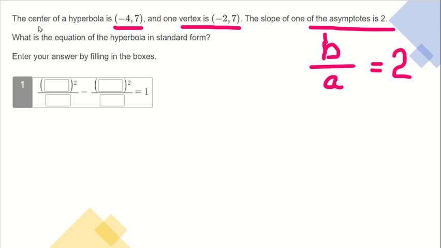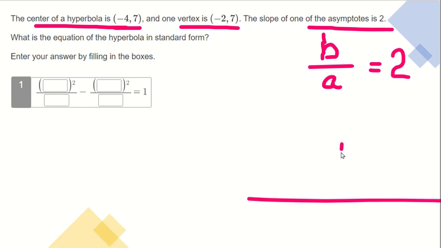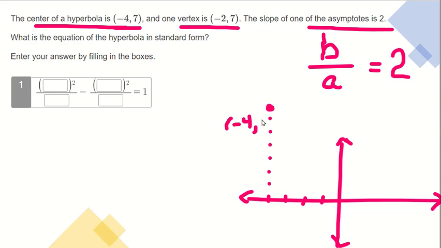Let's identify the center. It's right here. And I'm going to just kind of plot that a little bit. You kind of see where this is opening, in the direction of the y-axis or in the direction of the x-axis. So I'm going to move over to the left 4, 1, 2, 3, 4, and go up 7. 1, 2, 3, 4, 5, 6, 7. This is going to be the center, -4, 7.